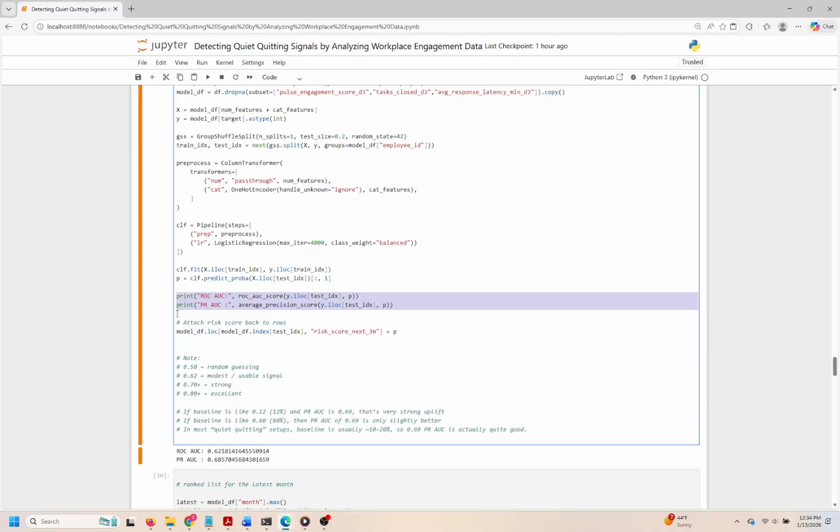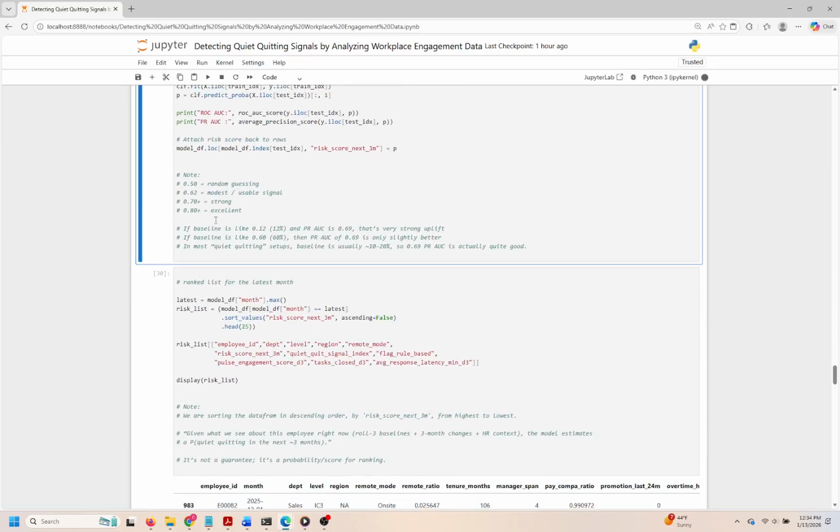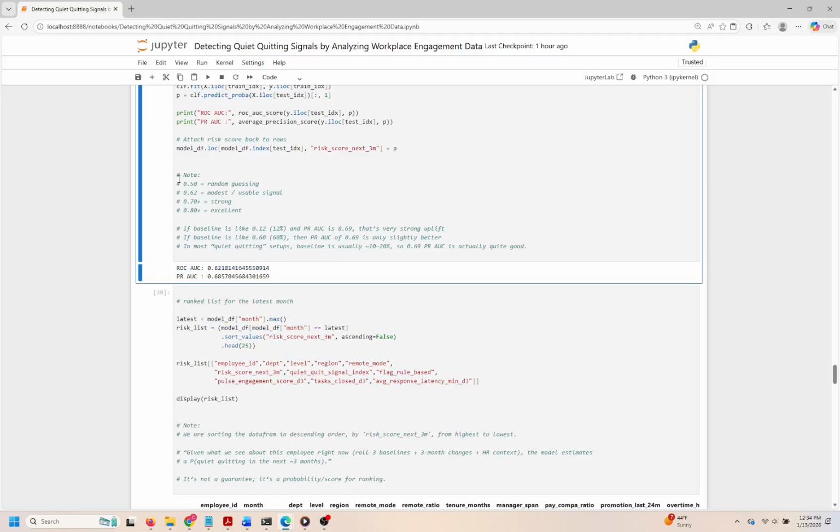Lastly, we apply the risk scores back to the original dataset. This allows us to identify exactly which employees could be at risk in the upcoming months, enabling targeted interventions. Looking ahead, the next cell will likely delve deeper into the implications of these risk scores by possibly exploring how to act on this information to enhance employee engagement and reduce turnover rates.